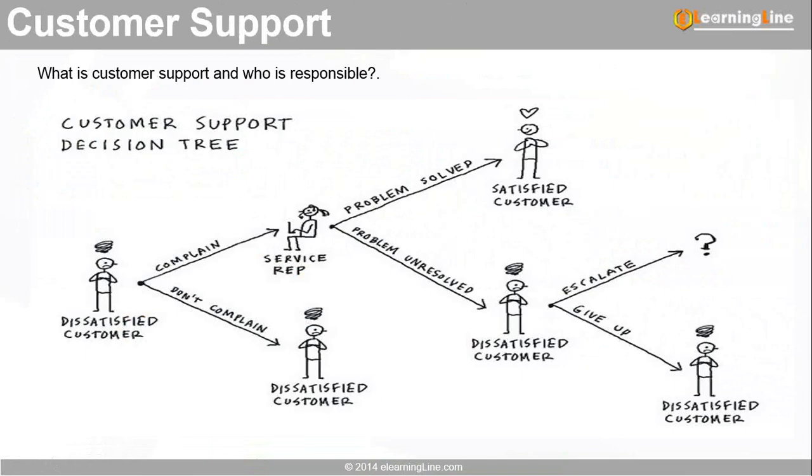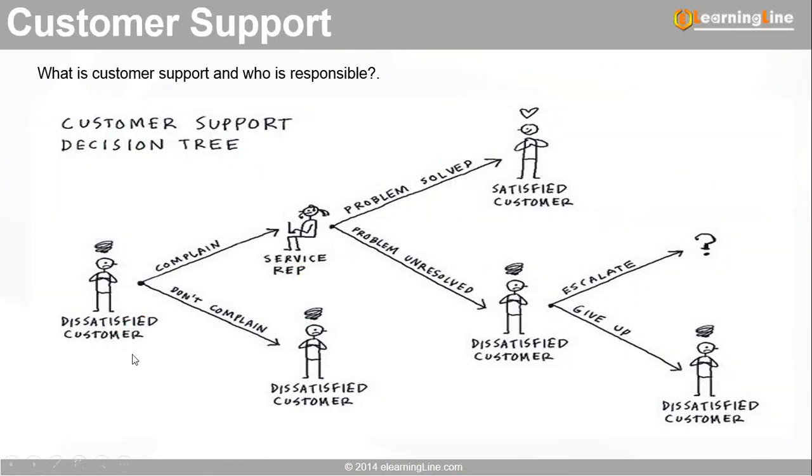Now, talking about customer service, what do we see here? This is kind of a decision tree. You have a dissatisfied customer. How does it happen? The customer files a complaint to the service rep. The service rep can go in two routes: either the problem is resolved or it's unresolved. If the problem is resolved, the customer is very happy. If it is not, the customer is very dissatisfied.